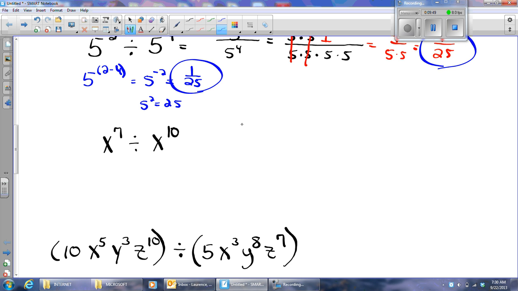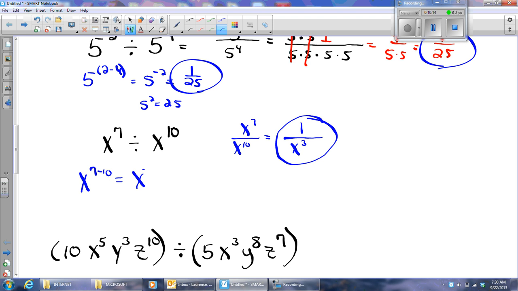Again, if I had x to the 7th over x to the 10th, wouldn't that be the same as 7 x's canceling with 7 of these x's? So I'll have a 1 in the numerator and an x cubed in the denominator, right? Doing it the subtracting way, x to the 7 minus 10 equals x to the negative third. X to the negative third would be 1 over x to the third. Yeah, there you go. The way you understand it is the way I want you to do it.